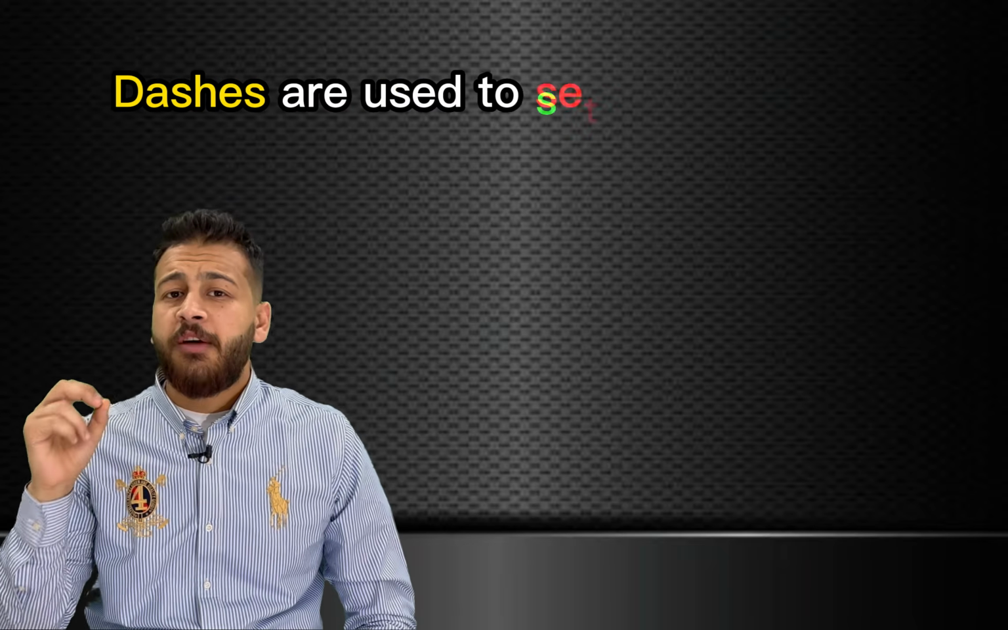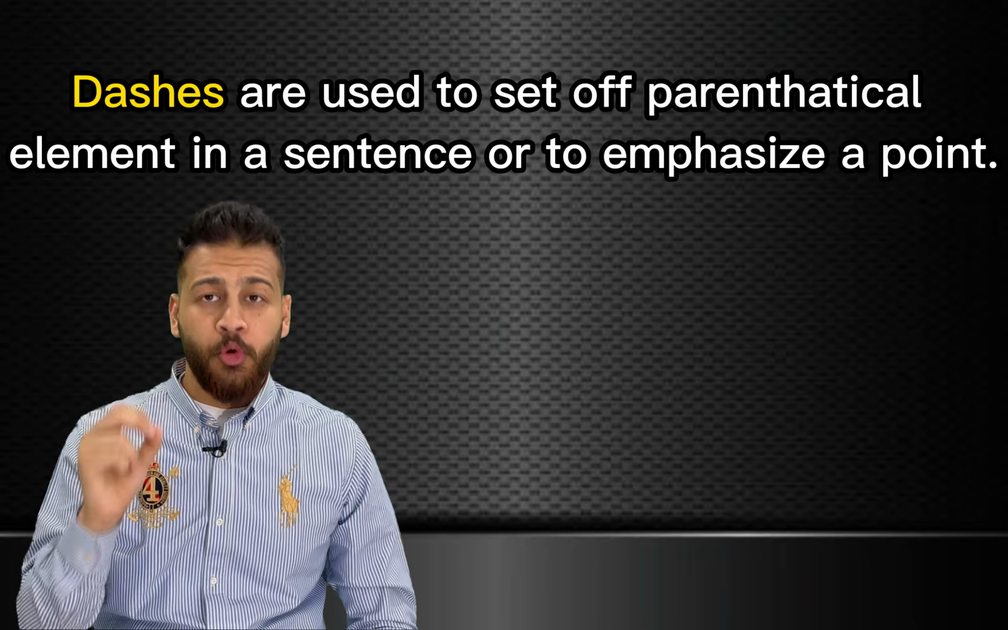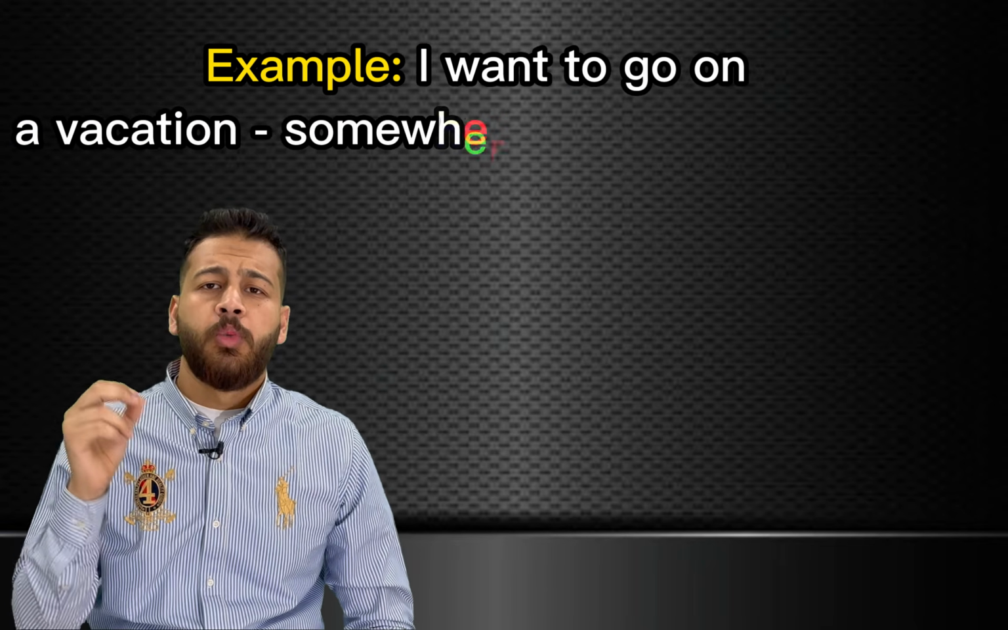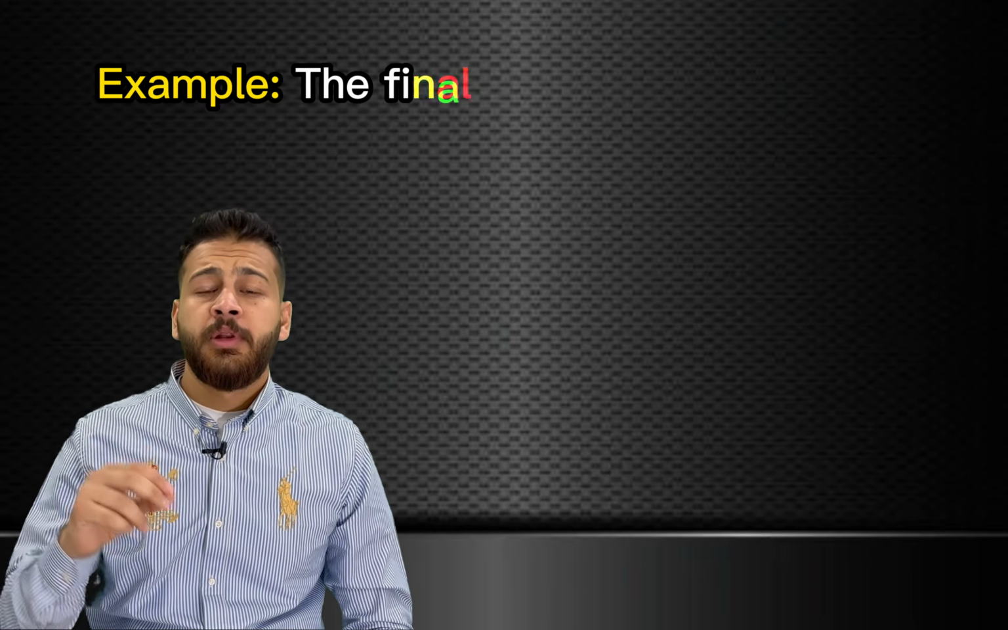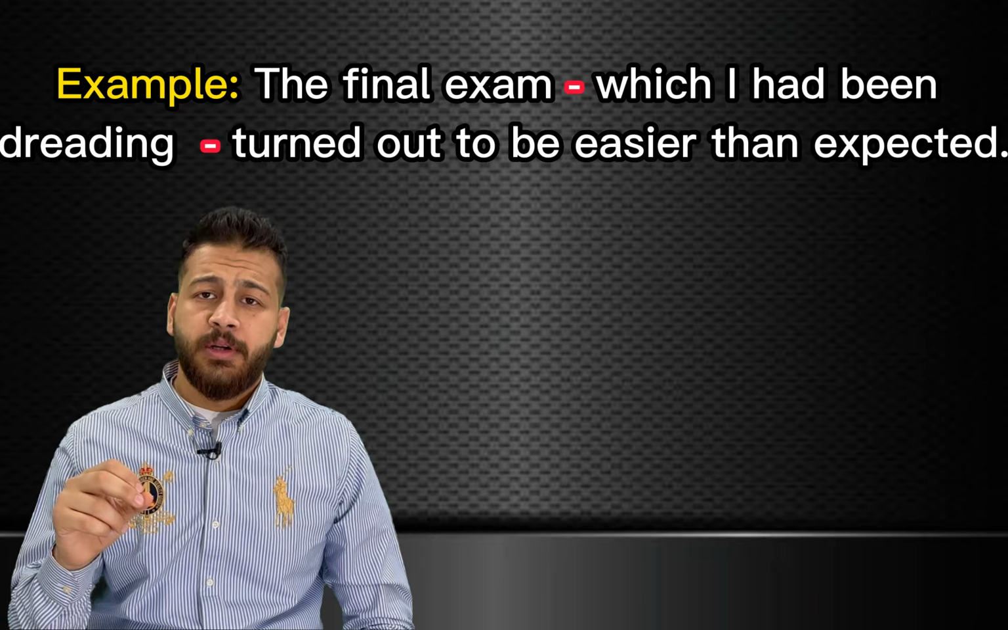The fourth punctuation mark that we have is the dash. Dashes are used to set off a parenthetical element in a sentence or to emphasize a point. Let's have a look at the examples. I want to go on a vacation, dash, somewhere warm and tropical. Another example: the final exam, which I had been dreading, turned out to be easier than expected.